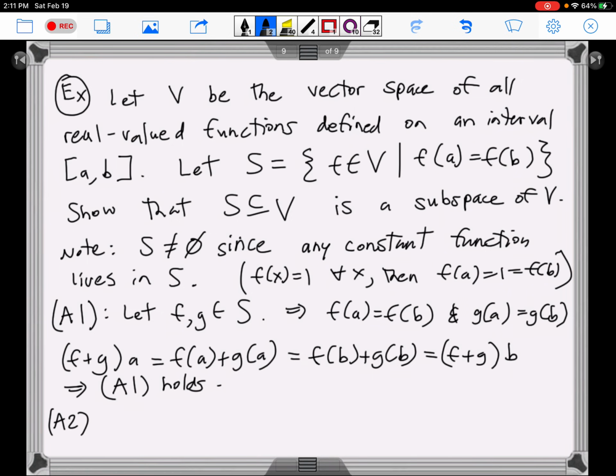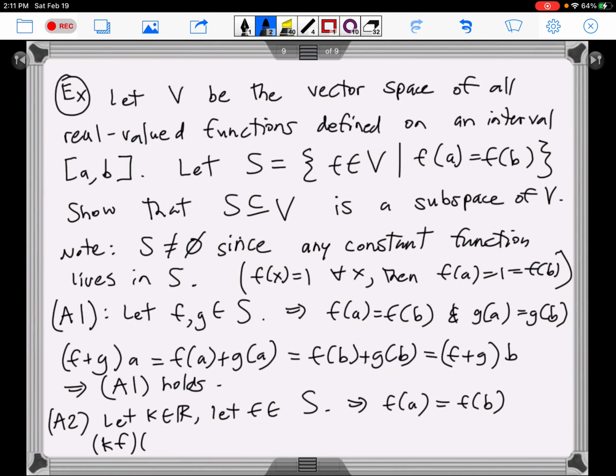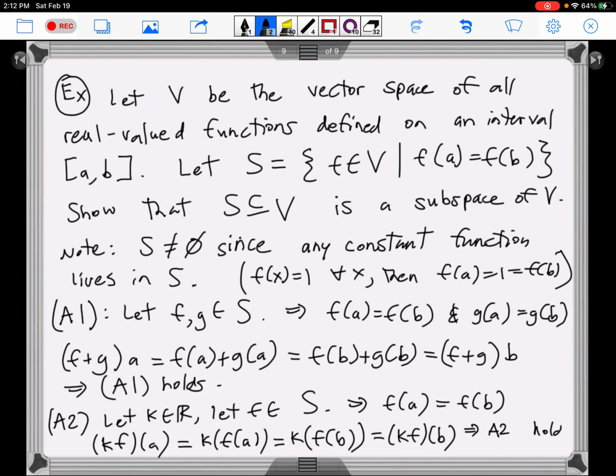Okay. What about axiom A2? So let's take any real number k and let's also take an f to live inside of S. So remember, this means that f of A is equal to f of B. So what would (kf) of A equal? Remember, a constant times a function is the same as just taking the function of the number and then multiplying it by the constant. So this is equal to k times f of A. But that's just k times f of B by the property we're assuming above. And so that's just equal to (kf) of B. And so this means that A2 also holds.